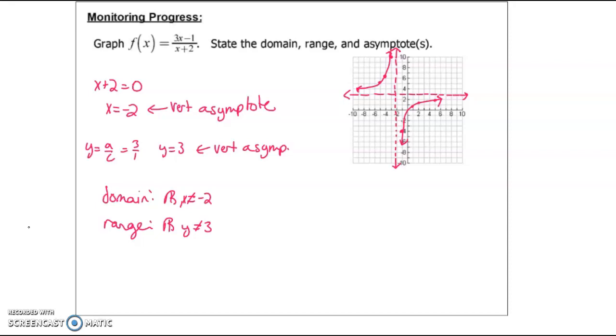Vertical asymptote is at x equal to -2. Oops, I'm sorry, this is the horizontal asymptote. It is at y equals 3. And then the domain is all real numbers, x is not equal to -2. And the range is all real numbers, y is not equal to 3. And then you have our graph.